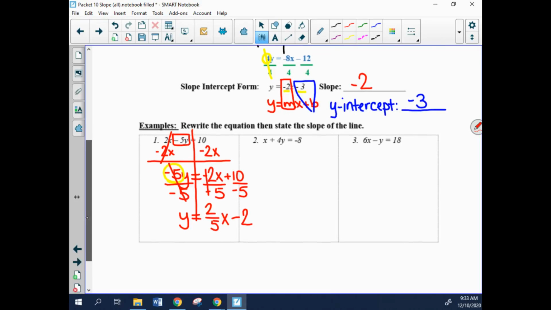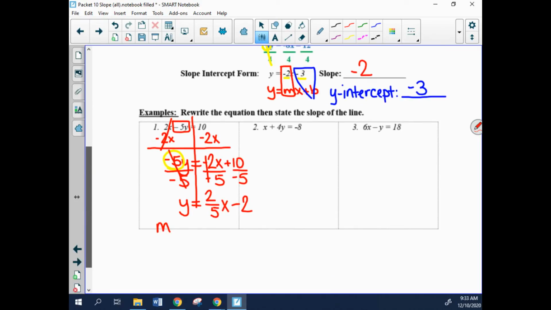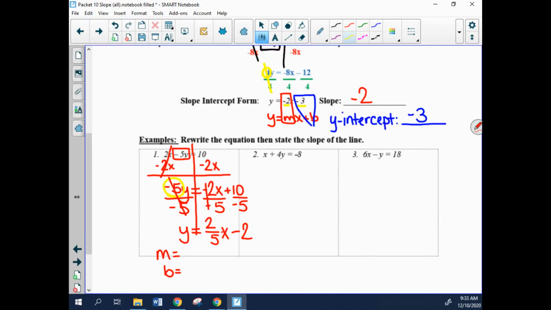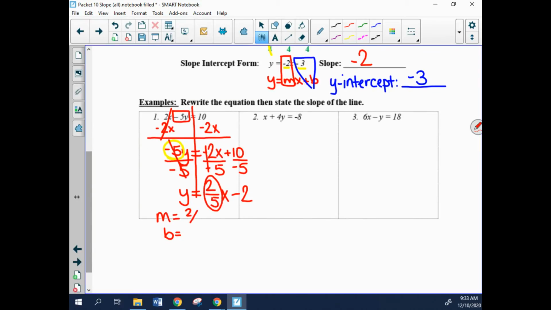The last thing we need to do is state our slope. So let's do slope and y-intercept. Our slope is the coefficient of x, which means the number in front of x. So it's going to be 2/5. And our y-intercept is the constant. So our y-intercept is -2.